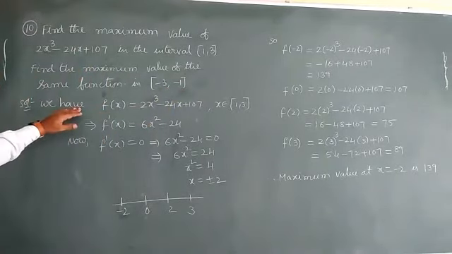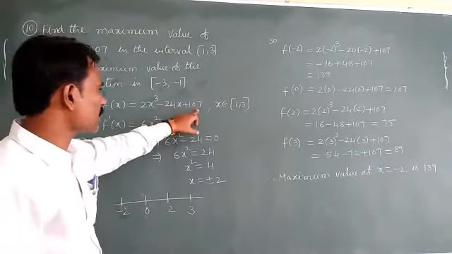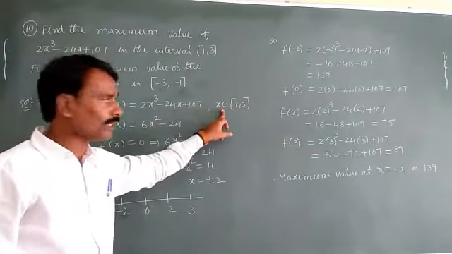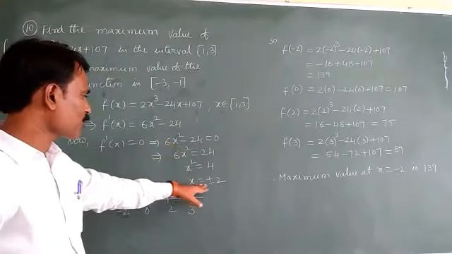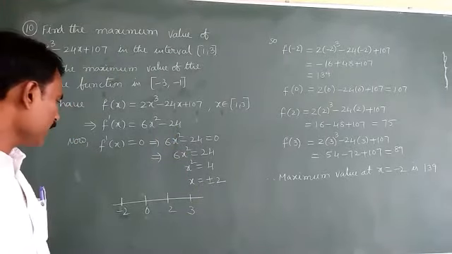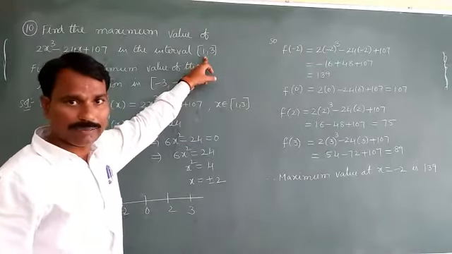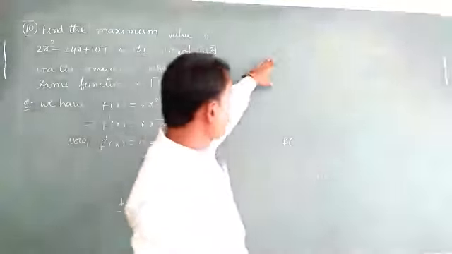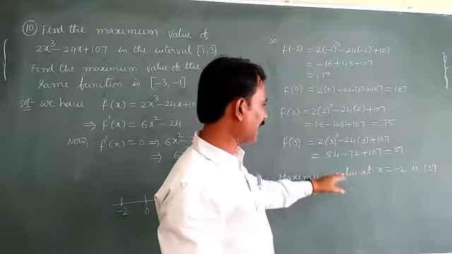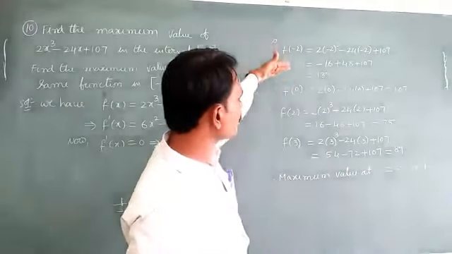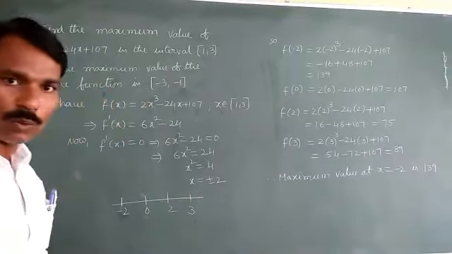Okay, first I calculated at closed interval of 1 comma 3. We have f of x equal to 2x cube minus 24x plus 107, x belongs to closed interval of 1 comma 3. By differentiating, 6x square minus 24 will come. By doing that, x is equal to plus or minus 2 will come here. Minus 2, 0, 2, 3 are the critical points and the given interval. Along with the given interval, we have 4 points. By calculating 4 points, I got 139, 107, 75, 89. So out of these, the highest value is 139, at x equal to minus 2.